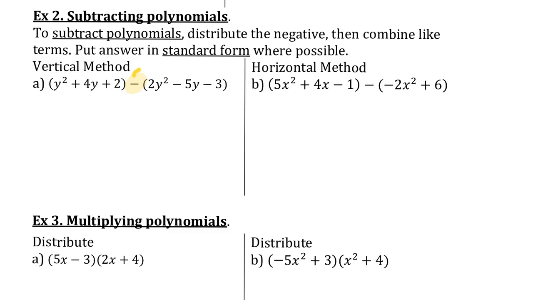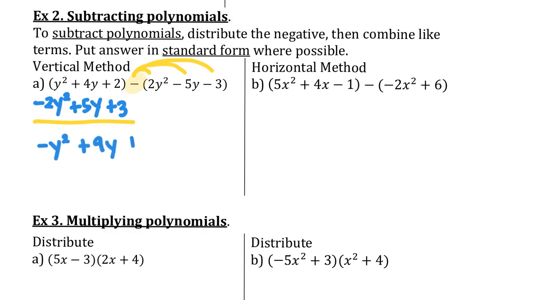So this is now going to be a negative 2y squared. And I'm lining it up under the like terms. And then negative 5y makes positive 5y. And then negative 3 makes it positive 3. Okay, now I can go ahead and combine my like terms down. Y squared minus 2y squared is negative y squared, or negative 1y squared. 4y plus 5y is positive 9y, and 2 plus 3 is positive 5.